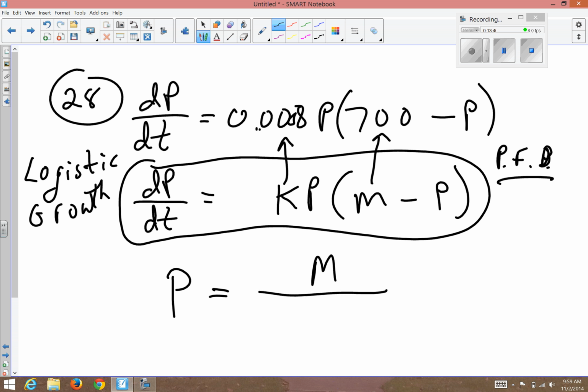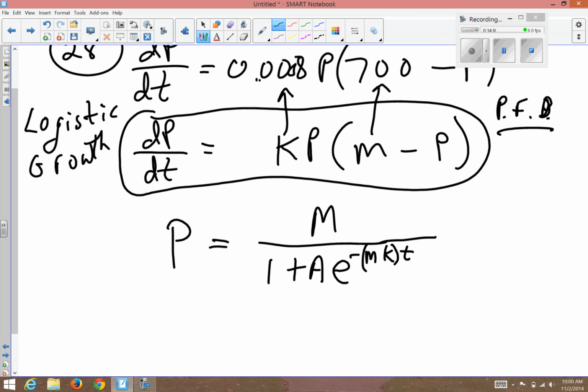P equals m over 1 plus a, where a is some number you'd have to find, times e, we know what e is, to the negative m times k. You're going to multiply the 700 times this number here, 0.0008 in this case, and t is also part of this exponent. Negative mkt is the exponent on e. So if you can memorize this, then you could avoid the partial fraction decomposition.